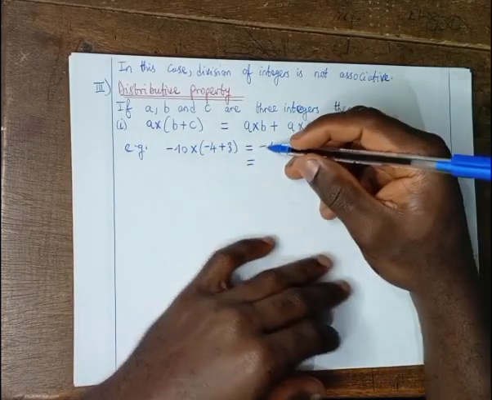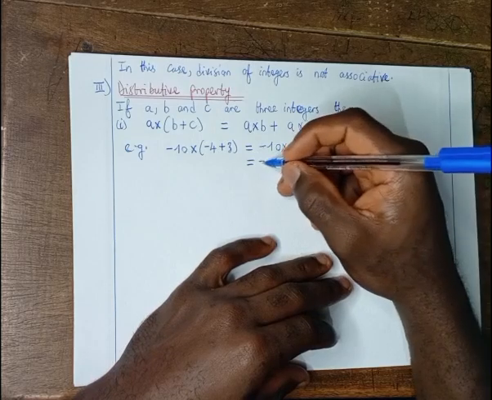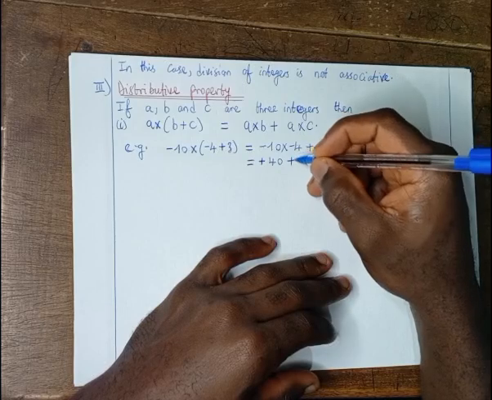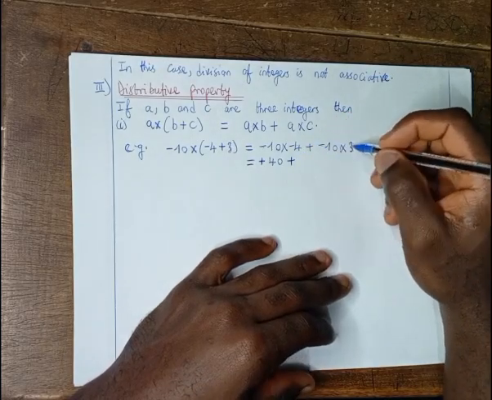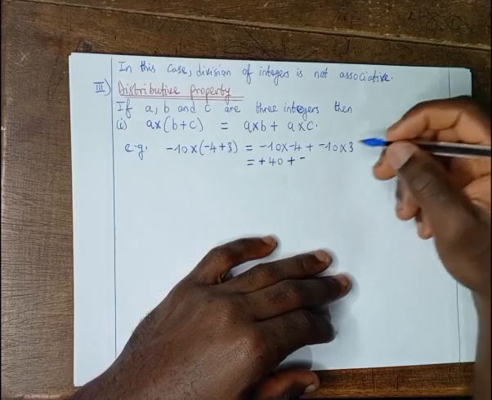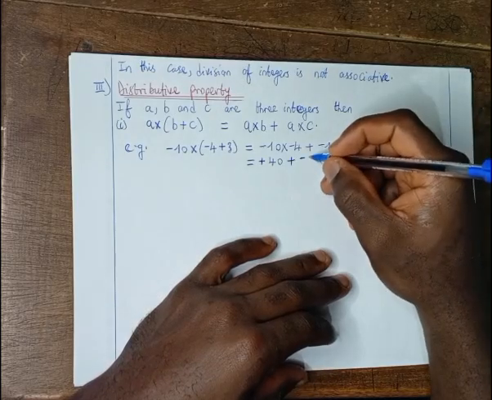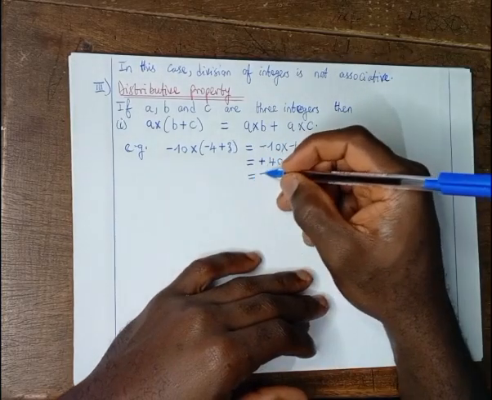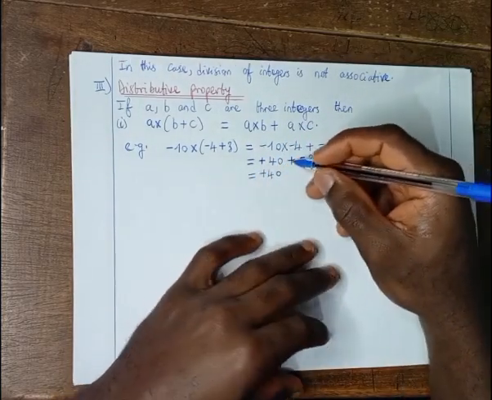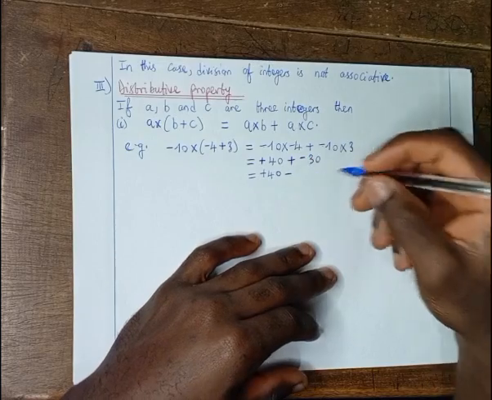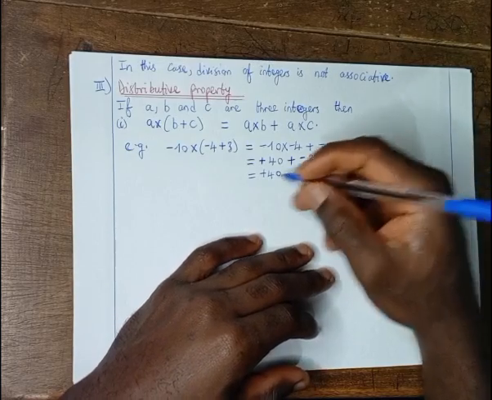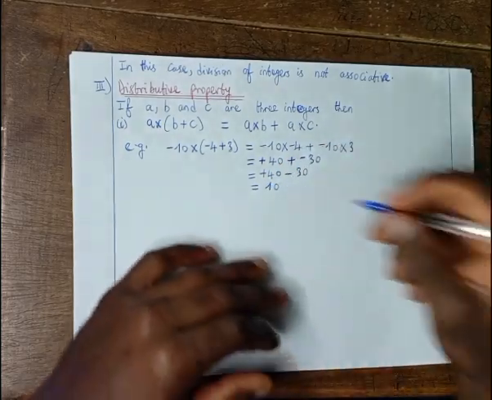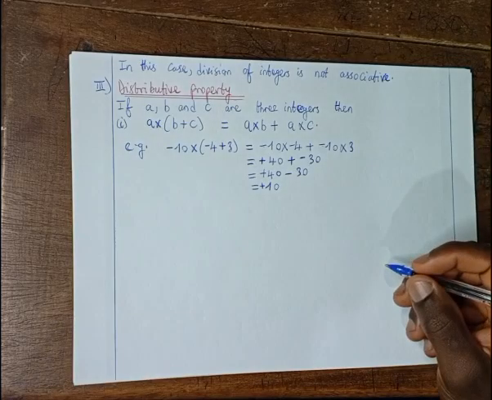So this will simply give us, we are multiplying negative number by negative number, the result will be positive. 10 times 4 gives us 40 plus, here we are multiplying negative number by a positive number, so the result will be negative. 10 times 3 gives us negative 30. Here this will give us positive 40. Positive negative, we know negative will stay, so this will give us 40 minus 30, which is 10. The result will simply just be positive 10.